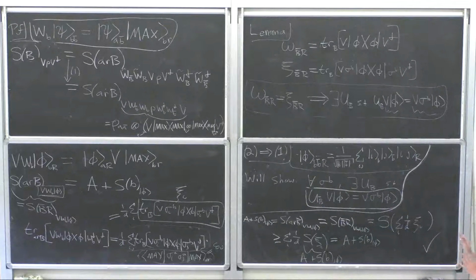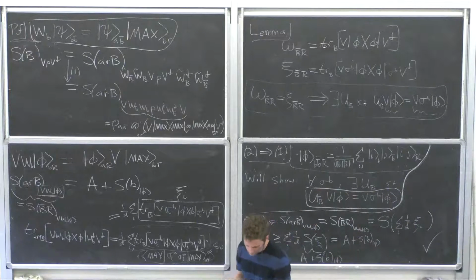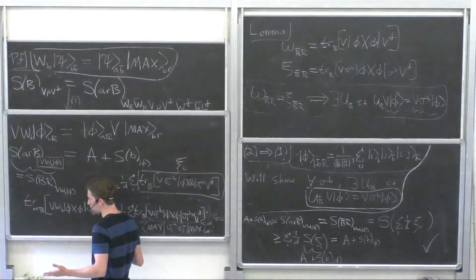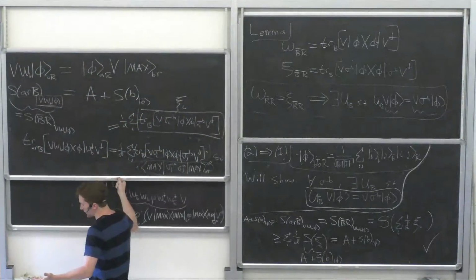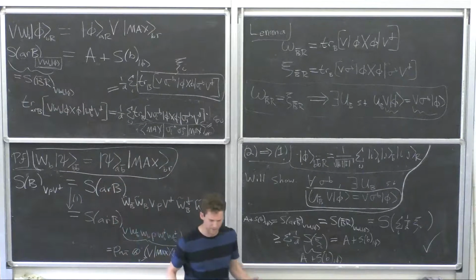I know this used a lot more quantum information tools. It was probably technically the fastest of anything in these lectures, but now you're exposed to the tools. Okay, so we've proven the theorem. 1 implies 2, 2 implies 1. Great.